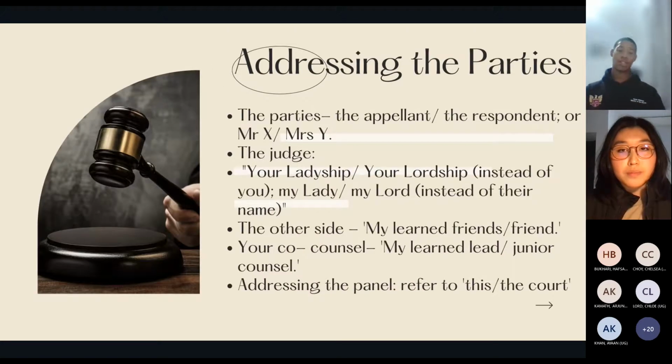So, the way to address the parties. The parties are either the appellant or the respondent, or Mr. X or Mrs. Y. The judge: your ladyship or your lordship, instead of you. So you can say my lady, my lord, instead of their name. Whatever you do, don't say their name, because that's almost like an instant fail. The other side: my learned friends or my learned friend; the co-counsel: my learned lead or the junior counsel. And when addressing the panel as a collective, you want to refer to this court, or the court.